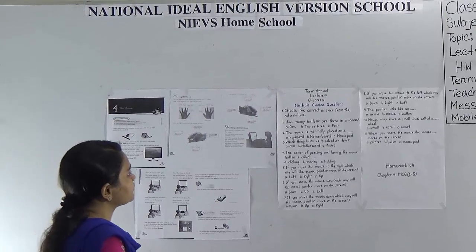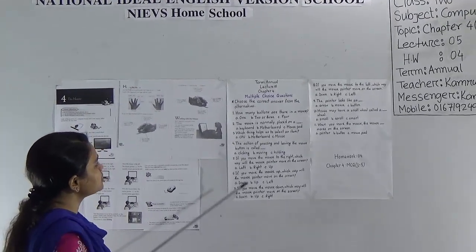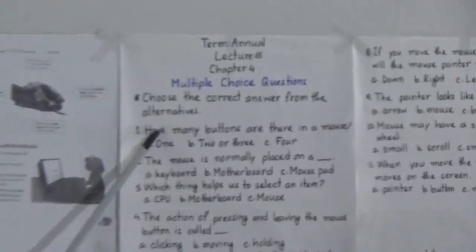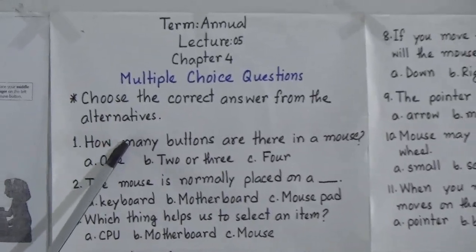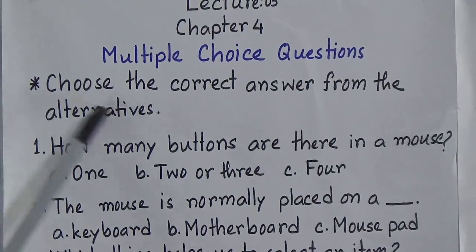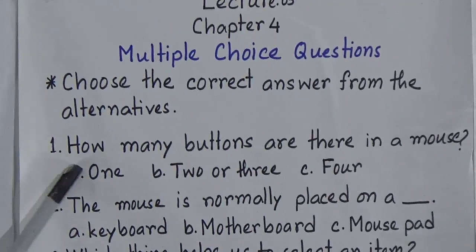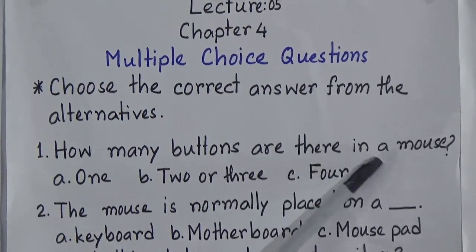Now look, there are some multiple choice questions. We will try to find out the correct answer from these alternatives. So what is the instruction? Choose the correct answer from the alternatives. Number 1. How many buttons are there in a mouse?